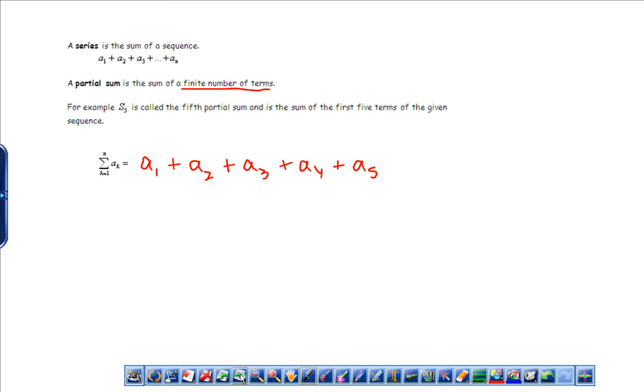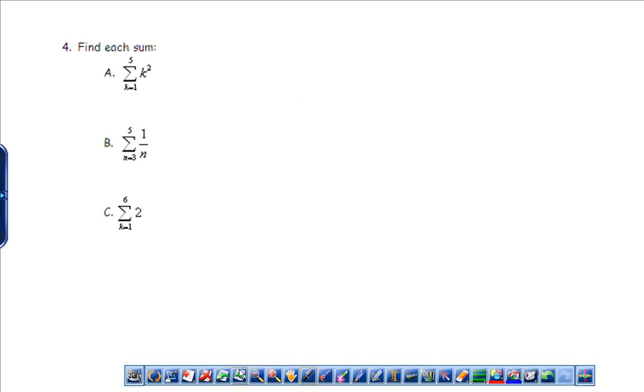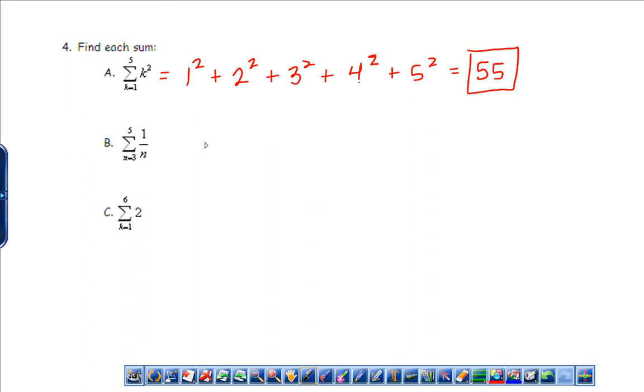Now there are tricks to some of these. All right, so here, there's no trick on this one, but we're just going to find 1 squared plus 2 squared plus 3 squared plus 4 squared plus 5 squared. You're going to find those numbers and you're going to add them up. Okay, and I'm not going to spend a lot of time in this video on how to add and square numbers. So 55 is your answer.